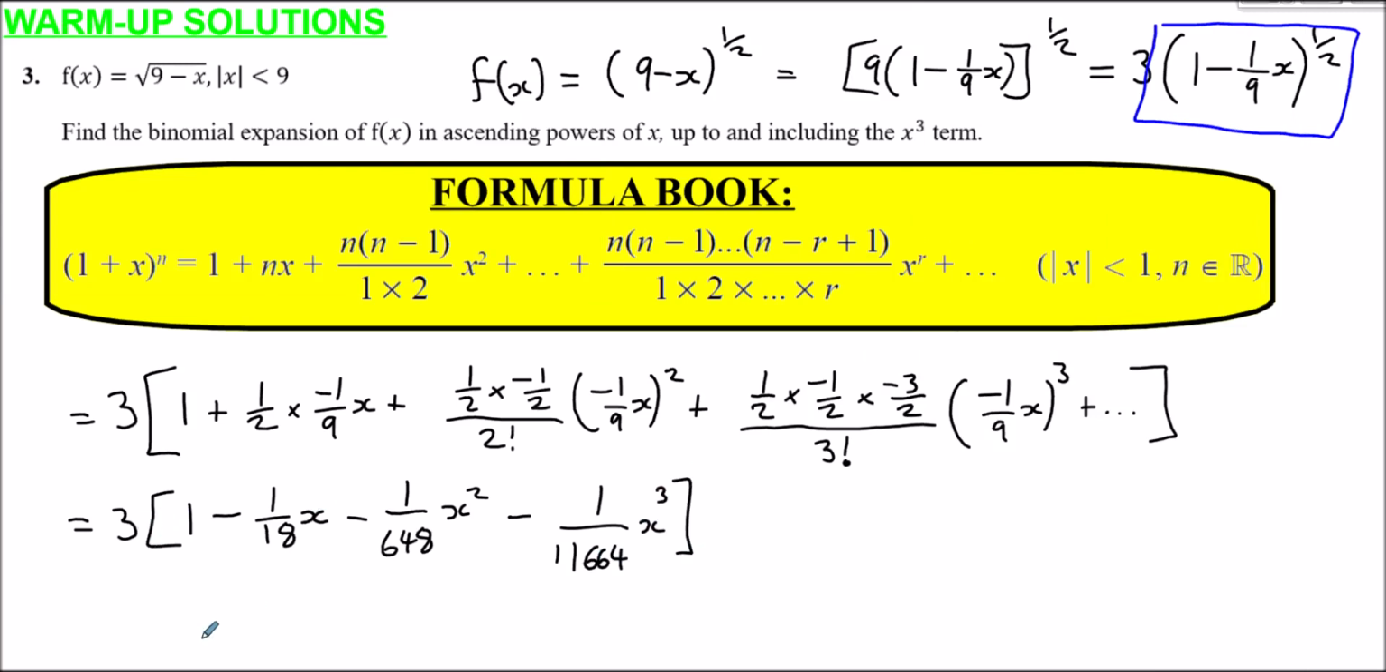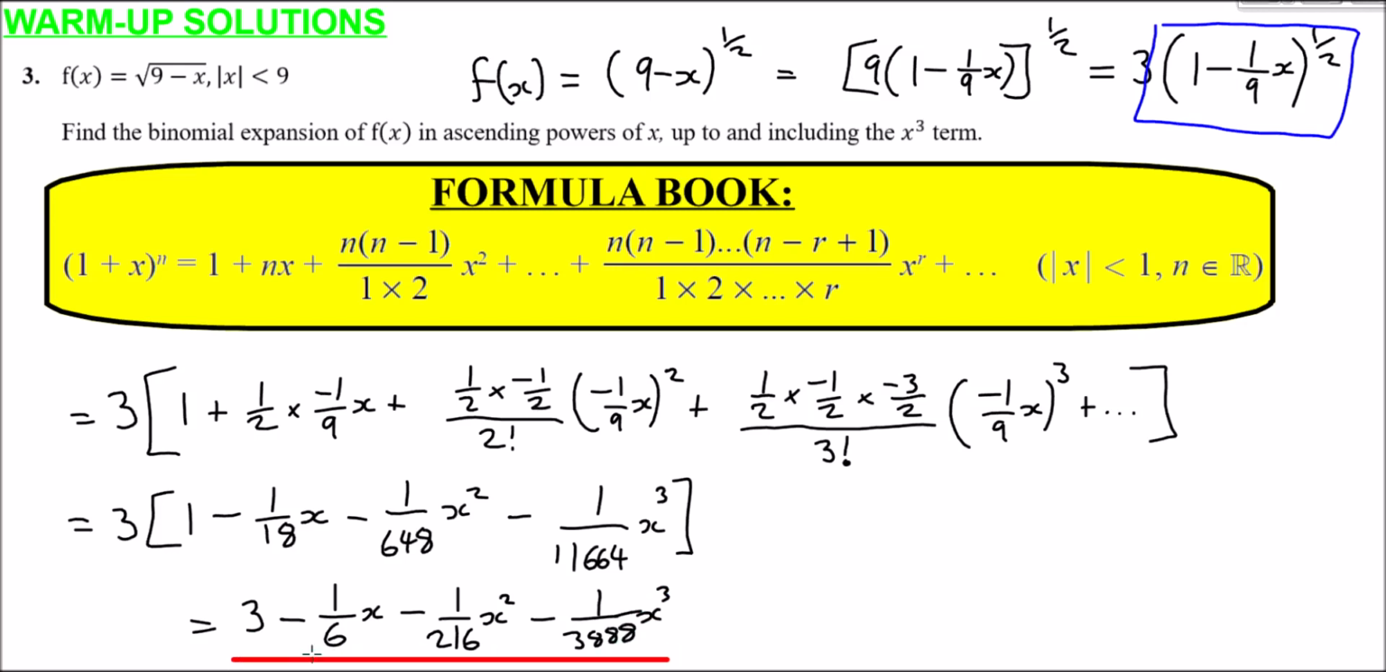Fine, now we can multiply all this by the 3. So that gives us, if you want to double check it, you can, 3 minus 1/6 of an x. This one, when I multiply it by 3, will give us 1 over 216 x squared. And this beast here, multiply that by 3, gives us 1 over 3,888 lots of x cubed. Binomial expansion questions can be quite long-winded, but the good news is they can also be lots of marks, because the examiner knows that they're not exactly a 2-minute question each.